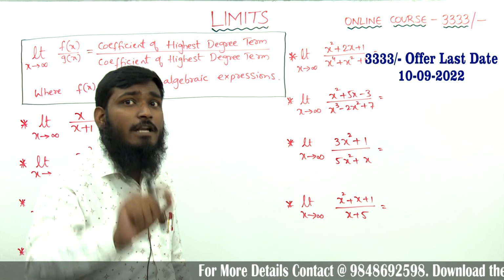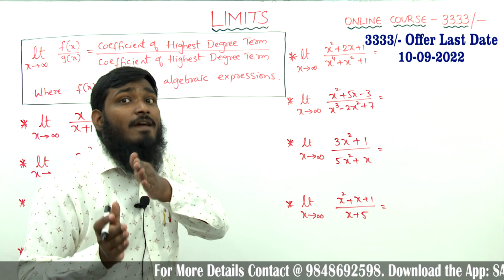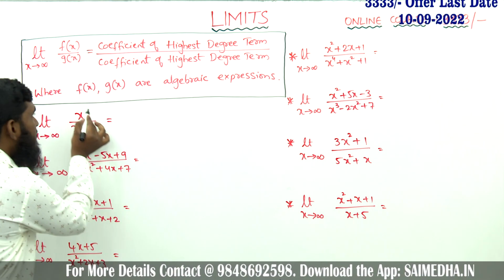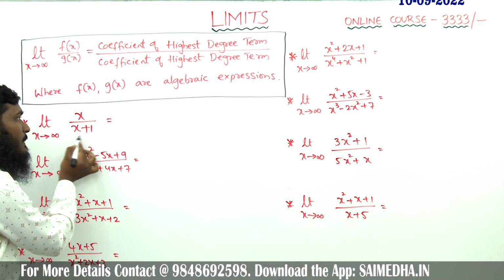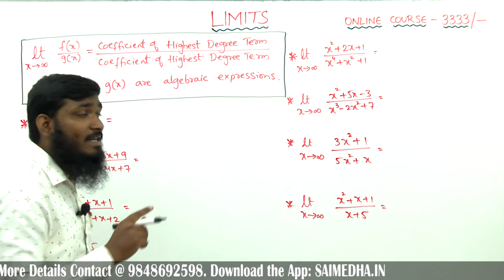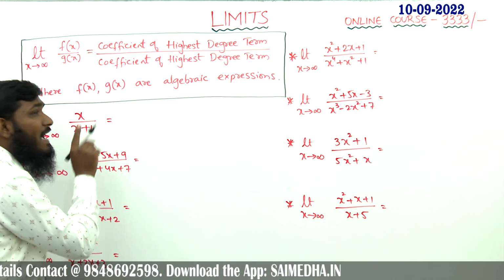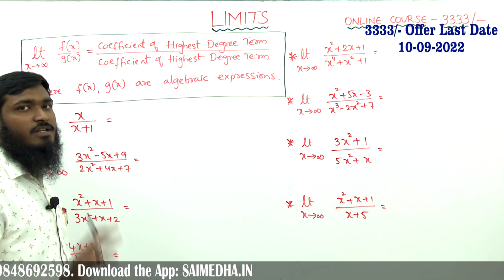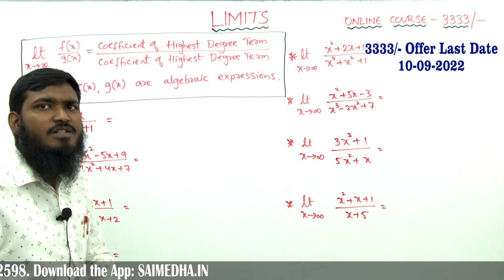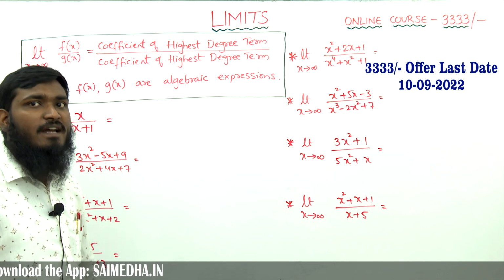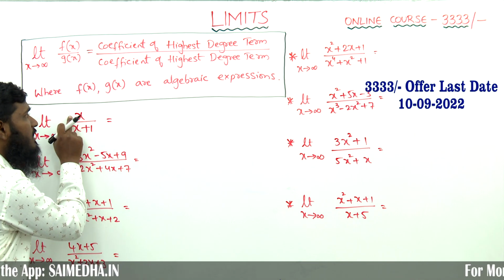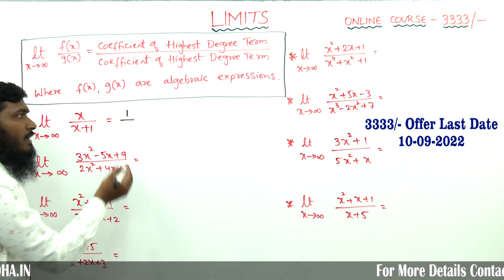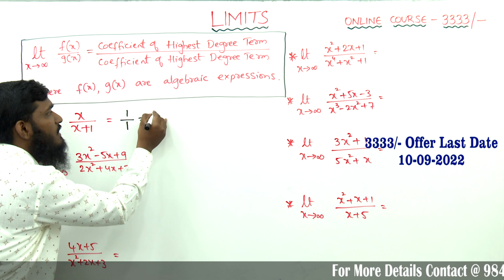After identifying the highest degree term, we select the coefficient, the number for that term. In this question, x divided by x plus 1, the highest degree term is x. Now we select the numbers, meaning the coefficient of that x. The coefficient of x in the numerator is 1, divided by the coefficient of x in the denominator, which is 1. 1 by 1 equals 1.